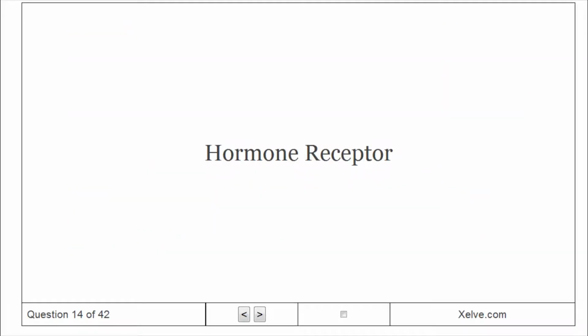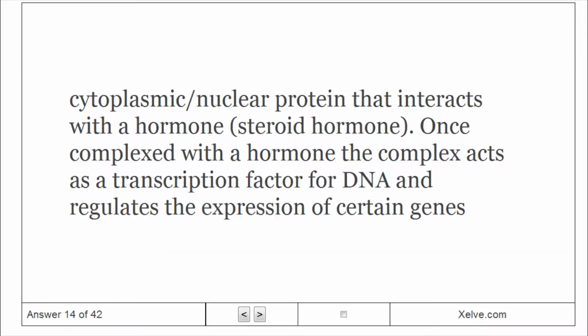Hormone receptor. Cytoplasmic or nuclear protein that interacts with the hormones. Once complexed with a hormone, the complex acts as a transcription factor for DNA and regulates the expression of certain genes.